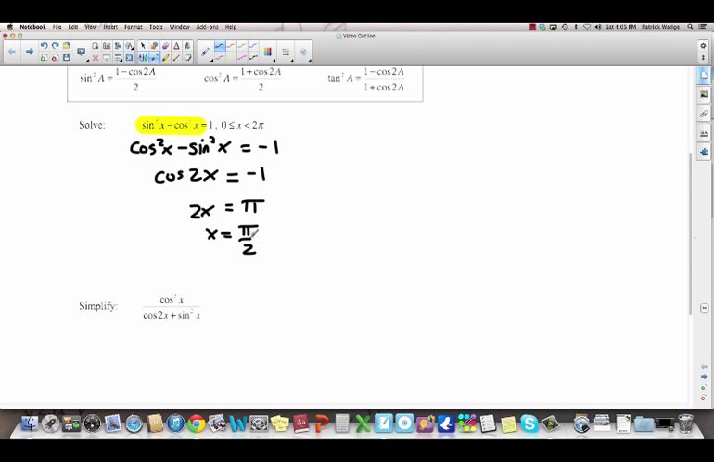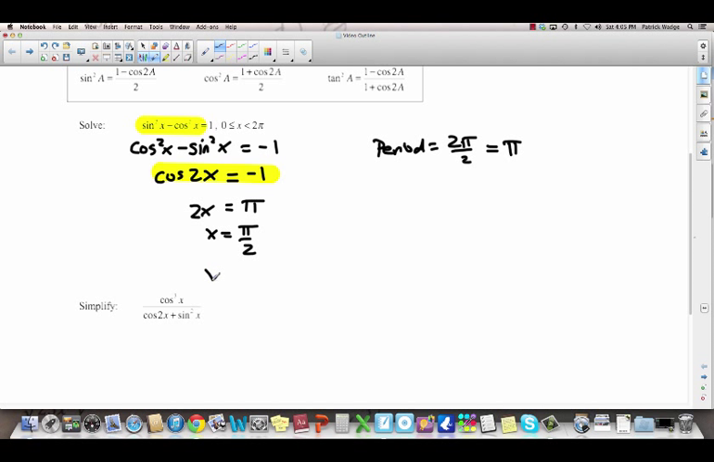Are we done? No, we're not. Remember, if we look at this equation right here, which we were solving, what's our period there? The period is equal to 2 pi over b, which is 2. The period's equal to pi. And because we have a 2 there, we know we're going to have twice as many answers. So instead of having one answer, we're going to have a second answer as well.